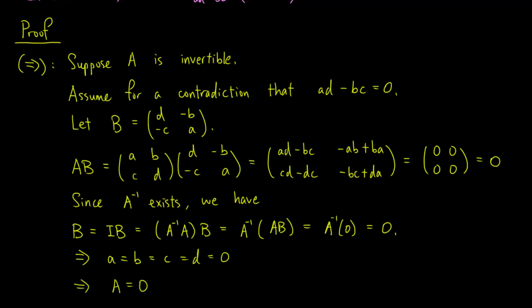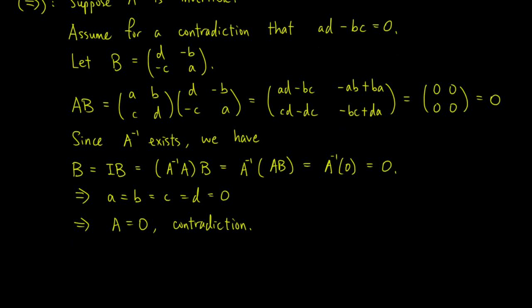This means that A is the zero matrix, which is the contradiction, since the zero matrix is not invertible. Hence, a times d minus b times c is non-zero. The converse is much easier, because we already have a candidate for the inverse of A, so it's just a matter of checking. So we compute a, b, c, d times 1 over a times d minus b times c times the matrix d, negative b, negative c, and a.